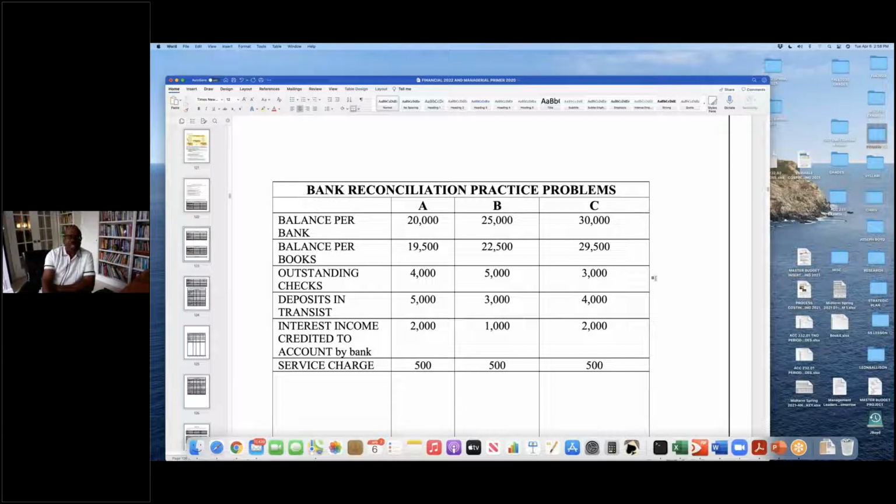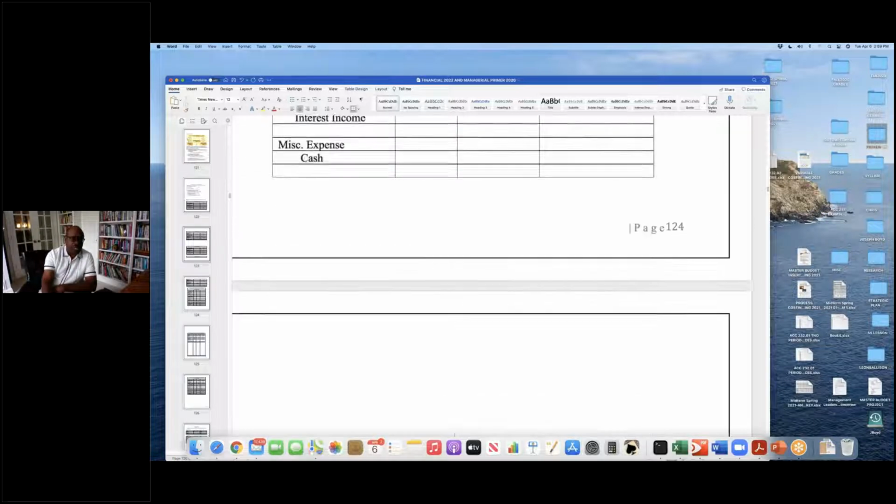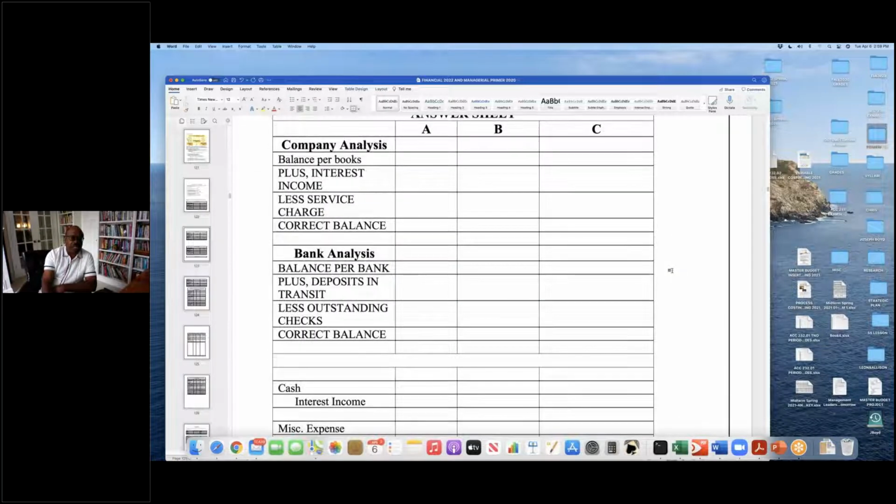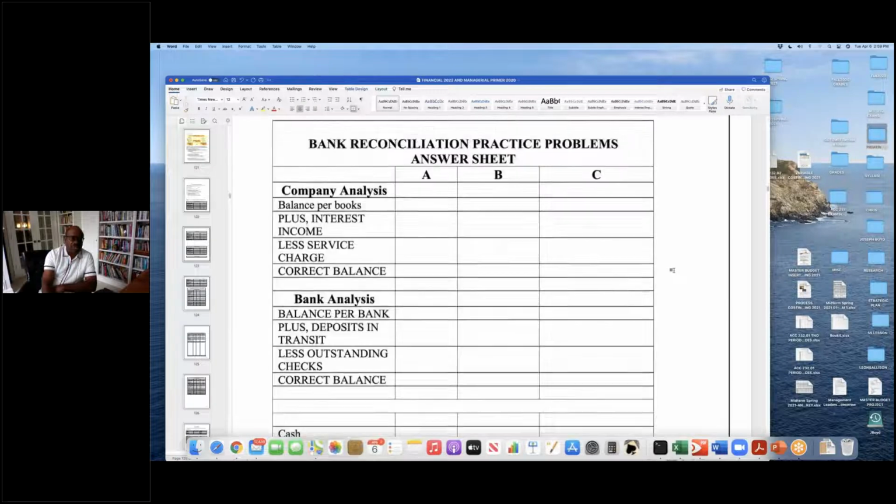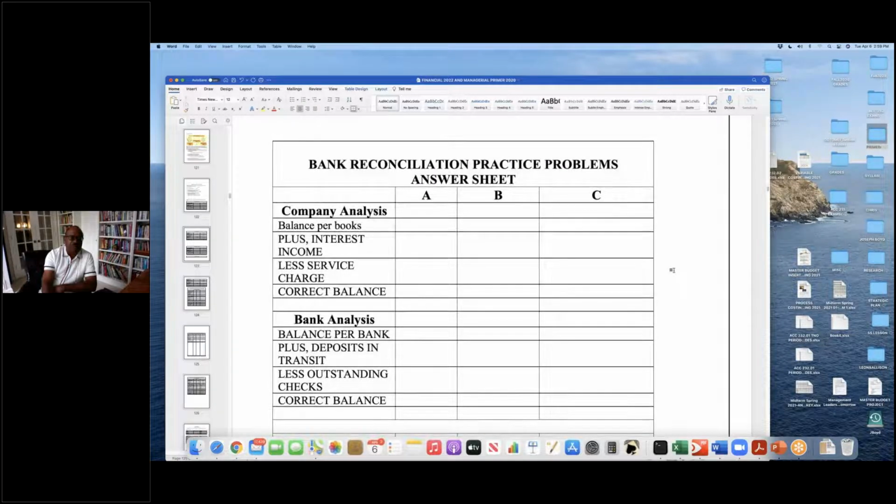So you all have this down? Got a screenshot of it? Yeah, I got a screenshot of it. All right, so with your screenshot, now come in here and do your bank reconciliation. So do 3 bank reconciliations based on those 3 scenarios.